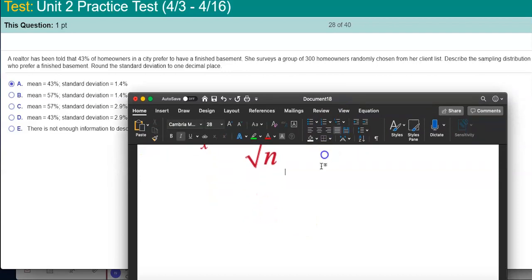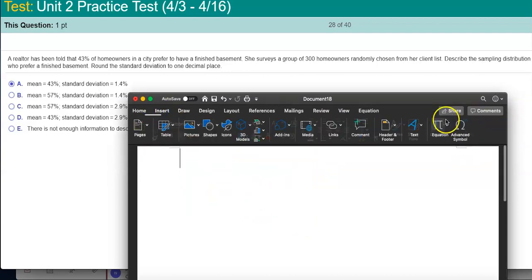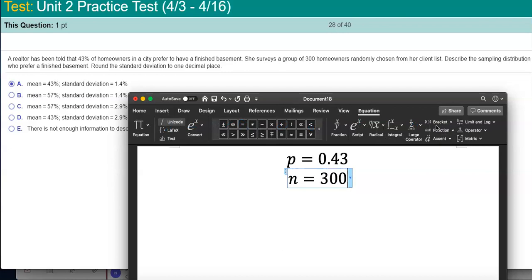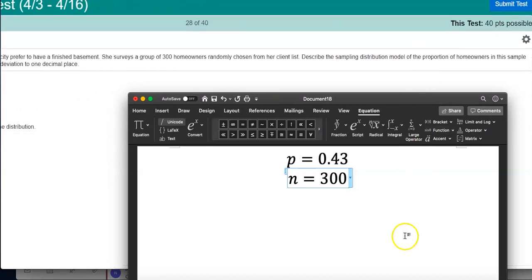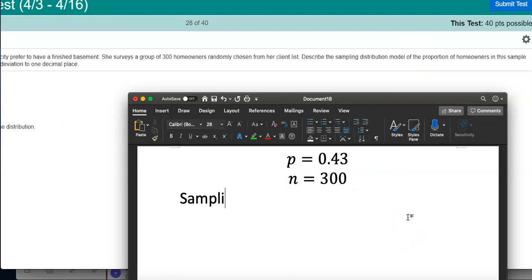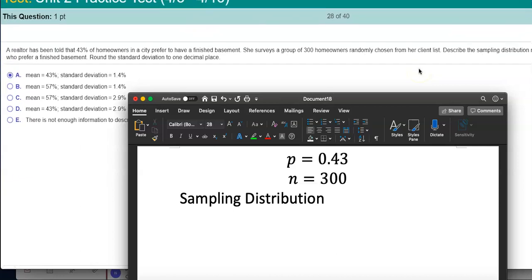So that's the notes from the first one. Let me just delete all these. Okay. So first I was given P, the proportion of homeowners who prefer to have a finished basement, P equals 0.43. I'm also given that a group of 300 homeowners, so there's a sample size of 300, randomly chosen from our client list. Describe the, oh, they cannot make this any more obvious for us. They did say this. Sampling distribution model of the proportion of homeowners in a sample who prefer a finished basement. Round the standard deviation to 1 decimal place.